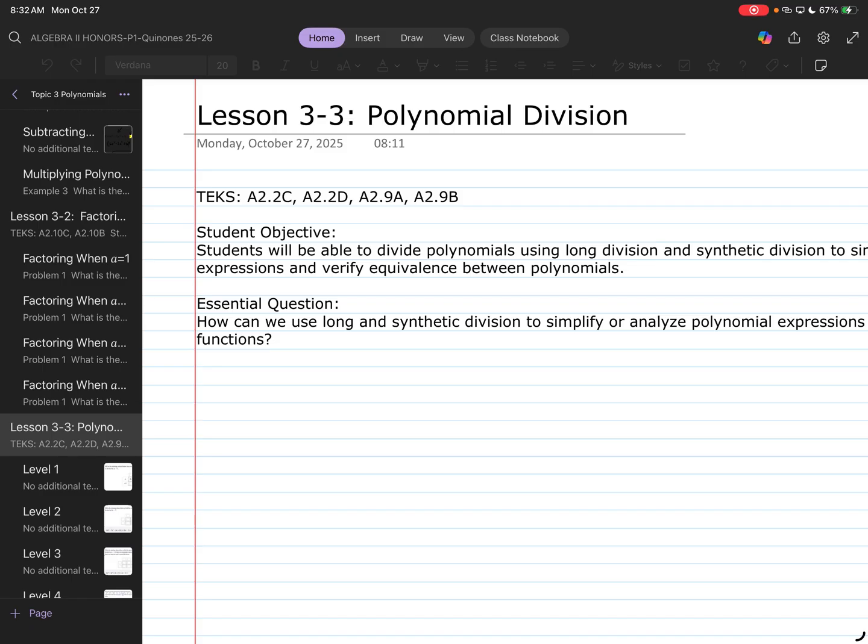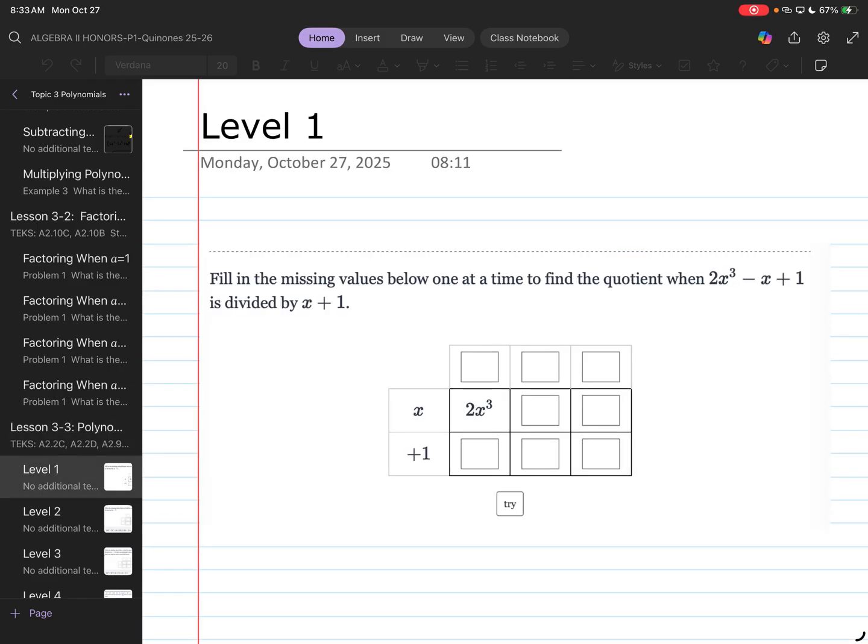So let's get started. I have decided to just grab problems from Delta Math and that be the foundation of today's lesson. So let's start off with level 1. We've already done polynomial division in Algebra 1, but we are going to recap. I have decided and elected to not do traditional long division. I decided to do box method long division. Okay? Here's why. We've already done factoring by box method. We can multiply using box method. So why not just continue box method with long division?